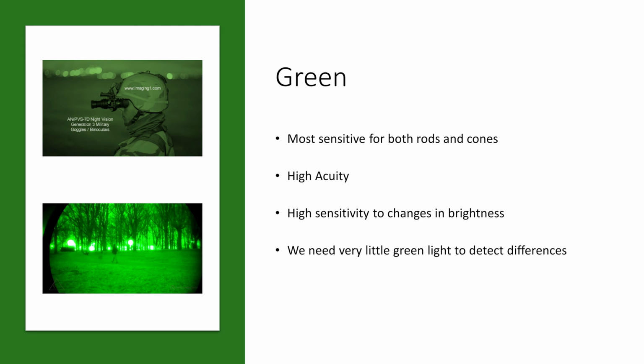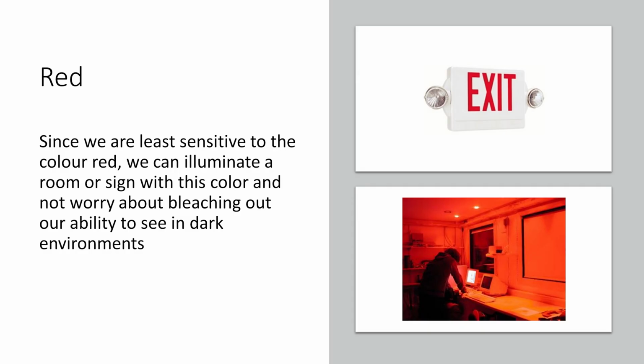Importantly, both our rods and cones are most sensitive to green, which results in higher acuity and a high sensitivity to changes in brightness. Red is the color we're least sensitive to. If we want to preserve night vision, not the goggles, but just seeing in the dark, we can illuminate a room or sign with red and not worry about losing our ability to see in the dark. Well, sort of. Really, the goal here is to balance the activation of high sensitivity, red insensitive rods with that of low intensity but red sensitive cones in the fovea. For example, we might use this in a dark room while we're developing film to be able to see, and then when we leave the room, we won't lose our vision.